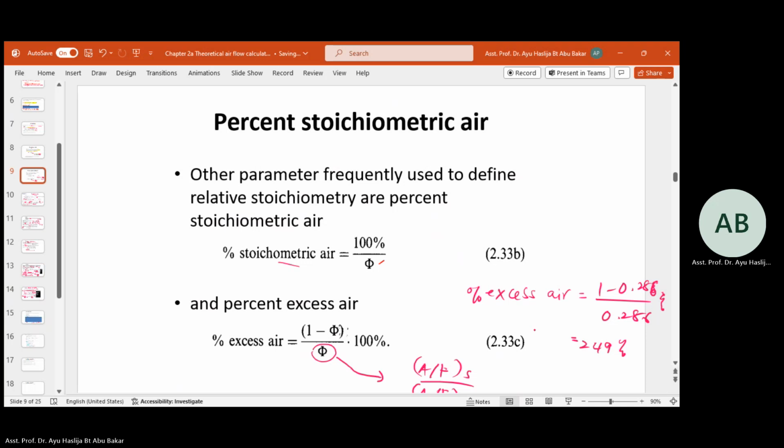Kalau katakan you cari yang ni kan, theoretical air. Okay, cuba tengok berapa dapat. 349.7 lah. Okay, ini theoretical, maksudnya ini minus 100. Theoretical kan 100%? So bila minus 100, you akan dapat 249 balik. Ni excess of 249. Quite big lah.